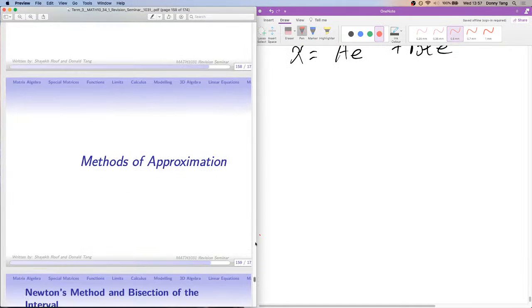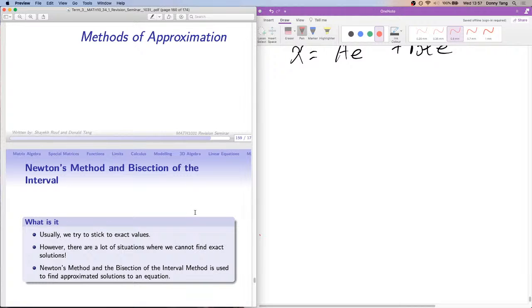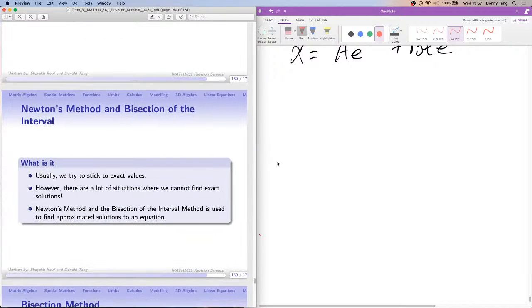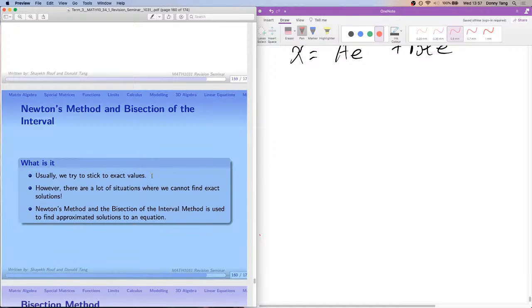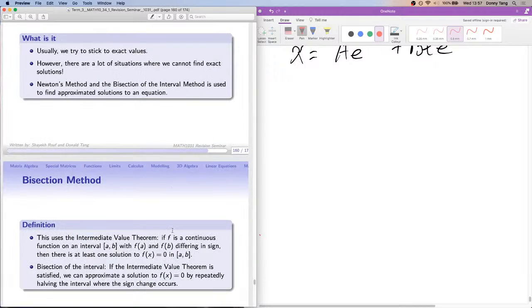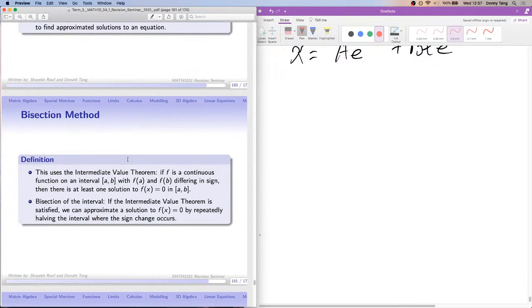All right, methods of approximation: Newton's method and bisection of the interval. We try to stick to exact values, that is what we usually try to do. However, there are a lot of situations where we cannot find exact solutions. So Newton's method and the bisection of the interval method are used to find approximated solutions to an equation. This is the intermediate value theorem.